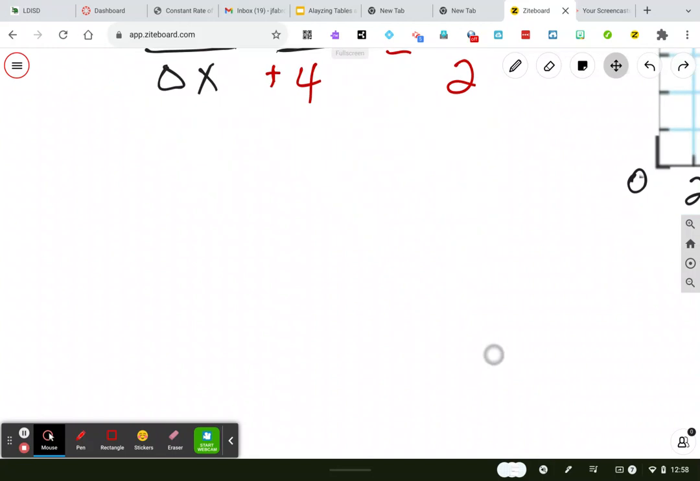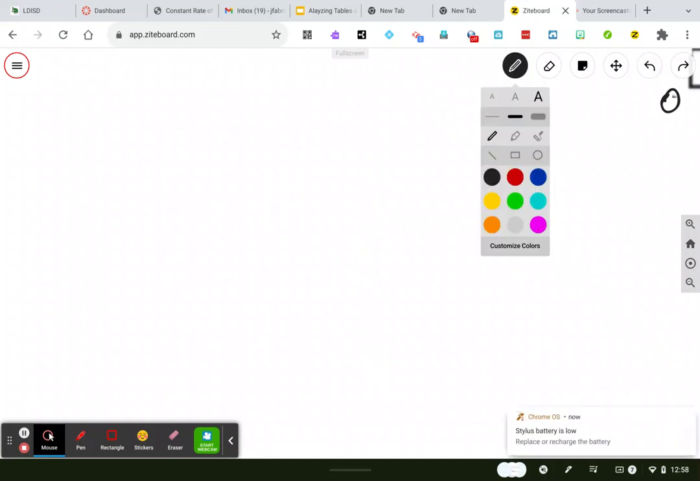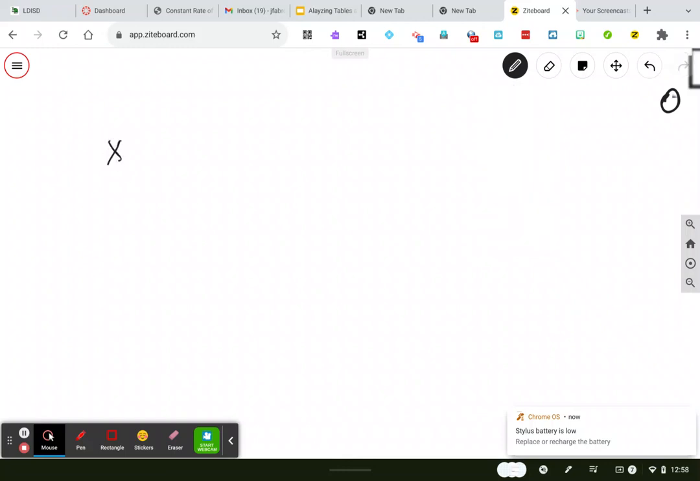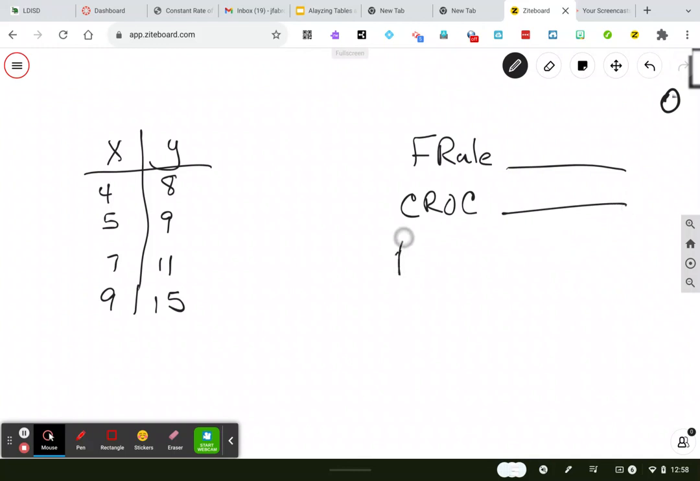That last one somehow disappeared, so I'll rewrite it here. So this is the third one. So go back to the third one. You've got an x and you've got a y. x is 4, 5, 7, and 9. y is 8, 9, 11, and 15. And the function rule, the constant rate of change, and if it's proportional.